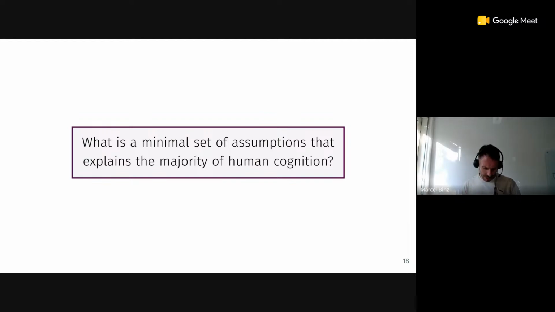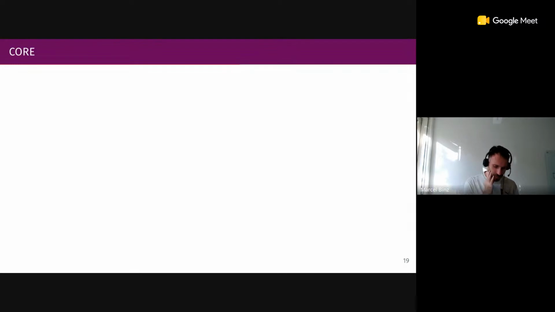How much can we compress the assumptions that go into a computational model so that it can still capture the majority of human behavior? I want to make a proposal here and then investigate how well a model with these components will do in terms of capturing the human mind. I call this model the core model, signifying that it's supposed to capture the core of human cognition.